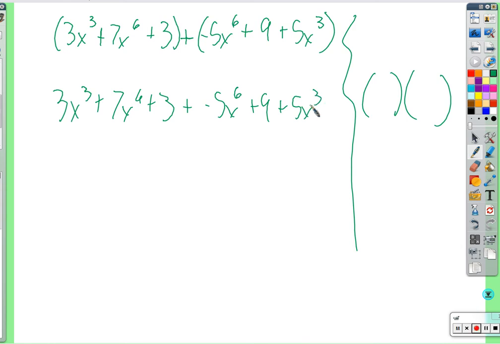The most common mistake here was distributing everything here, everything there, getting 9 different terms, and then trying to combine like terms. We're just combining like terms here. So 3x to the third plus 5x to the third is 8x to the third. 7x to the sixth minus 5x to the sixth is 2x to the sixth. And 3 plus 9 is 12.